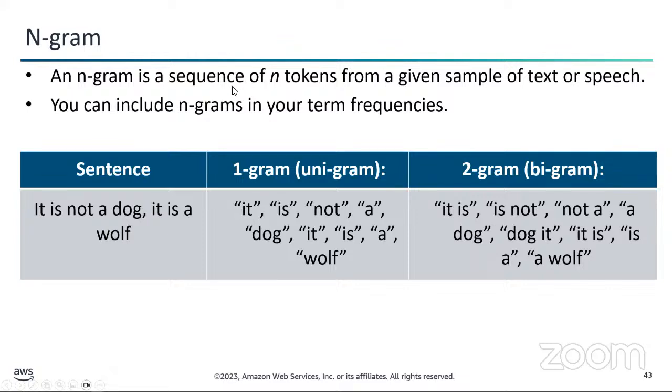An n-gram is a sequence of n tokens from a given sample of text or speech. For example, you have this sentence: it is not a dog, it is a wolf. Unigram or 1-gram will be each word separately. 2-grams or bigrams combine two words, like it is. Then the next two words, is not, another bigram, and then not a, then a dog, then dog it, and so on and so forth. This is called bigram. And you can go up to as many as you want, 3-grams, 4-grams, 5-grams.